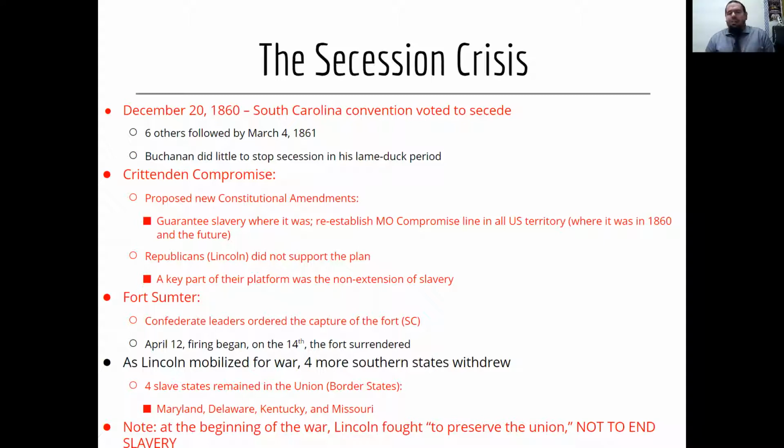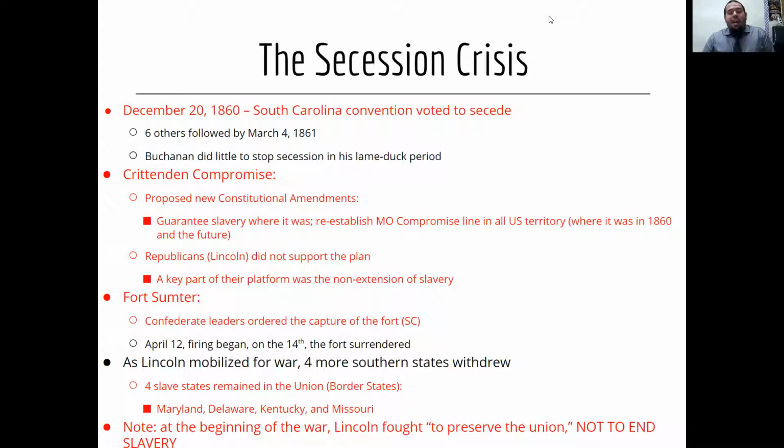Remember, back in the day, it wasn't in January. They took over in March. And President Buchanan did little to stop secession in this lame duck period, which is the period between Lincoln getting elected, between November and March. That's what's known as lame duck period.